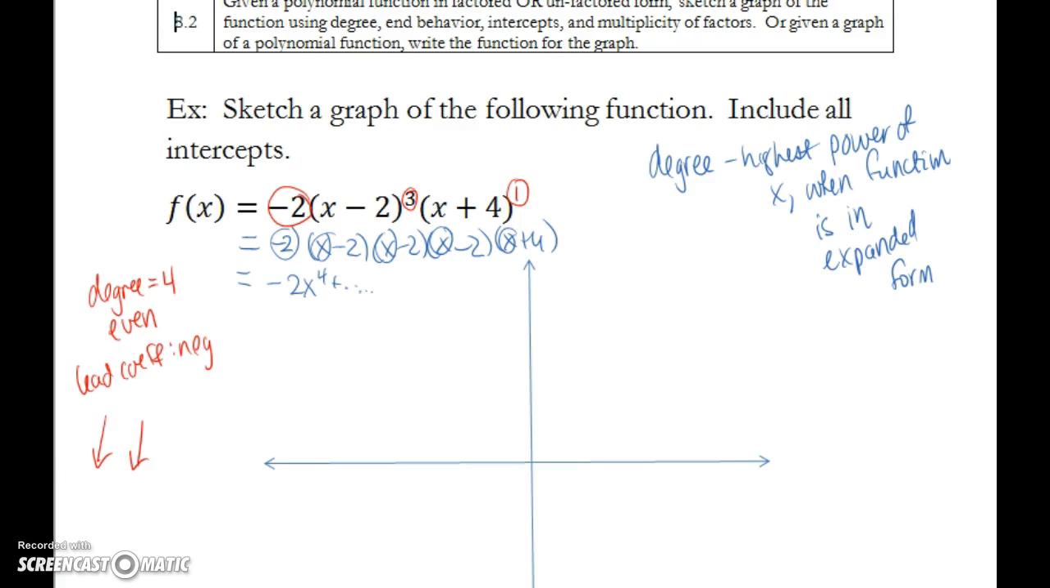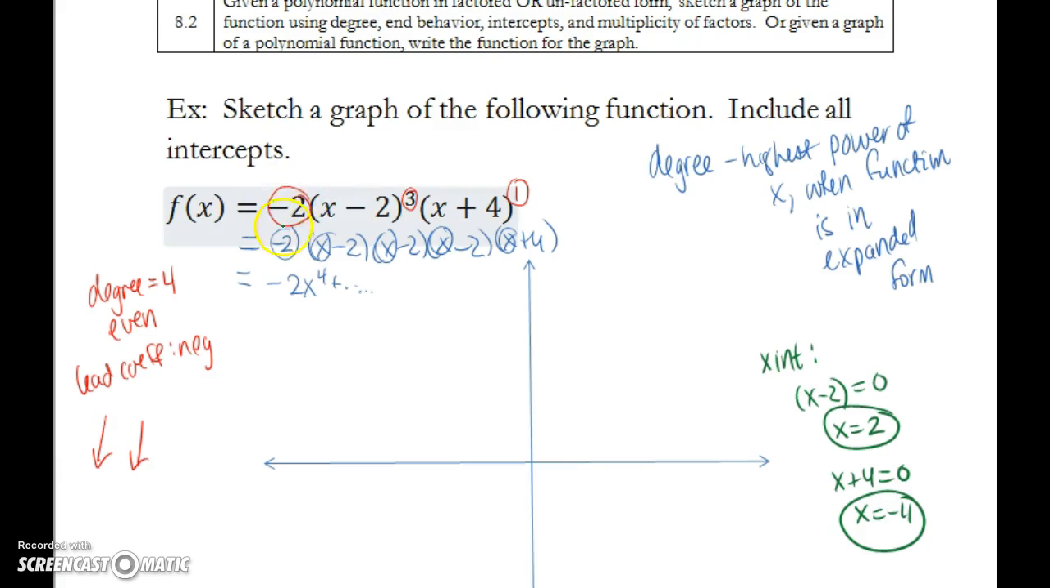Next we want to figure out our x-intercepts. So to find our x-intercepts, what you want to do is take your factors and set them equal to 0. So x minus 2 is one factor, set it equal to 0, x equals 2 is one x-intercept. x plus 4 is a factor, set it equal to 0, x equals negative 4 is your other x-intercept. So we have x-intercepts at positive 2 and at negative 4. Negative 2 is not a factor, so we don't use that to find our intercepts, just the factors that include x. So we have two x-intercepts.